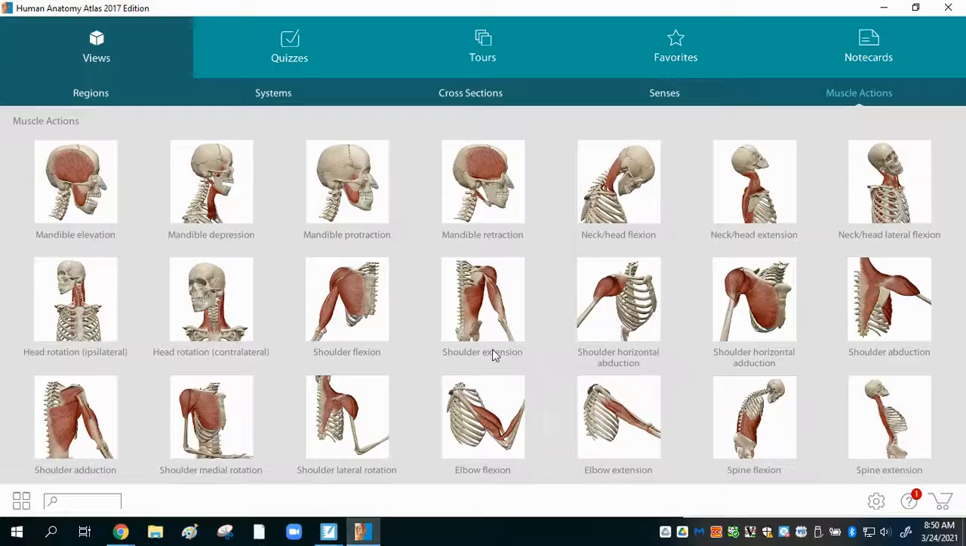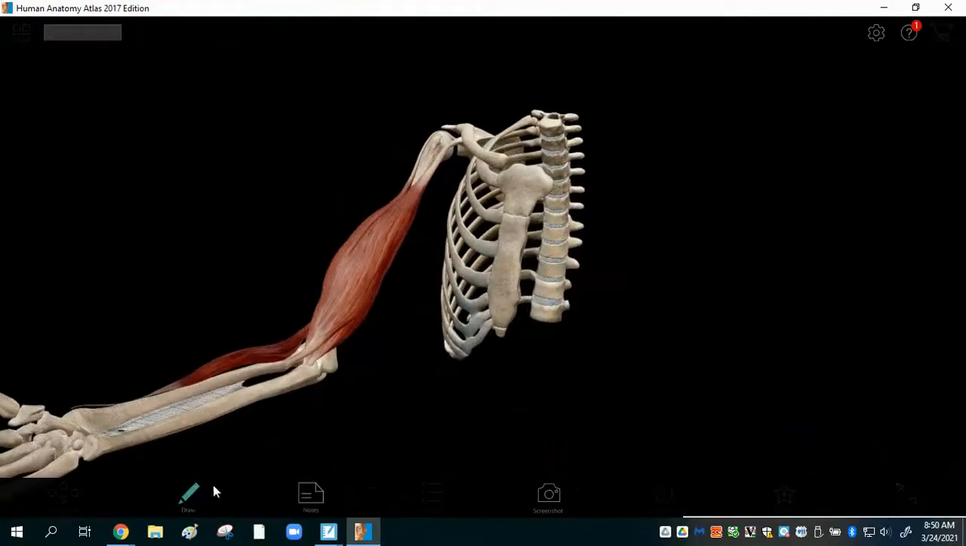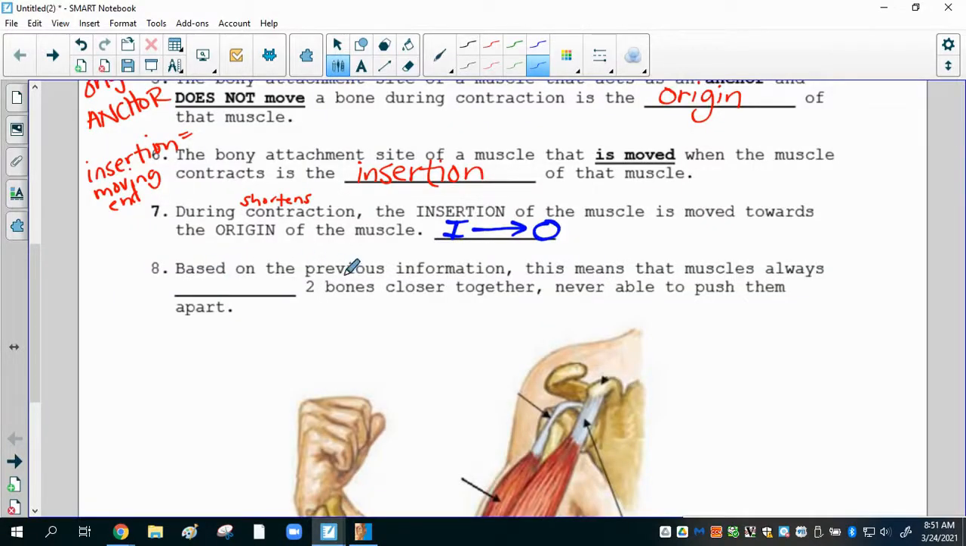So let's go back to our atlas. I'm going to pause this and turn it. Remember, this was the origin end up here, specifically right there. This is the insertion end, and the muscle pulls like this. So if I take that off to the side, it follows my little terminology that I'm using in the notes. I moves closer to O. Last rule. Based on the previous information, this means that muscles always pull two bones closer together. They're never able to push them apart.